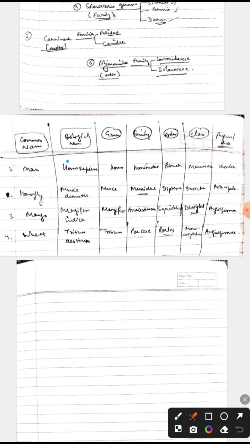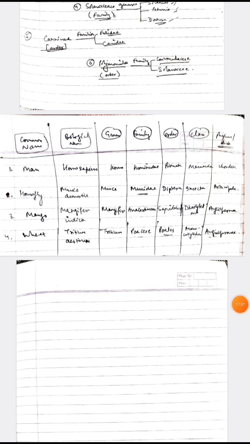Next is mango. Mango biological name is Mangifera indica. Genus name is Mangifera. Family is Anacardiaceae. Order is Sapindales. Dicotyledonae is its class and Angiospermae is its phylum. Next is wheat. Wheat is Triticum aestivum. Its genus is Triticum. Its family is Poaceae, its order is Poales, its class is Monocotyledonae and the phylum is Angiospermae. So that is the whole chapter of class 11, The Living World.